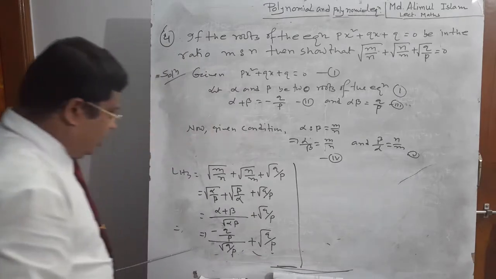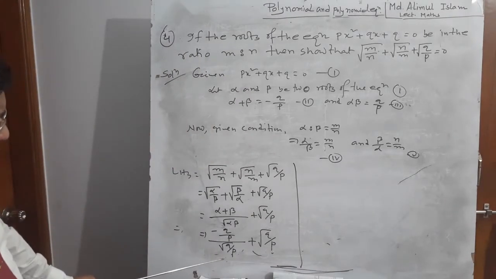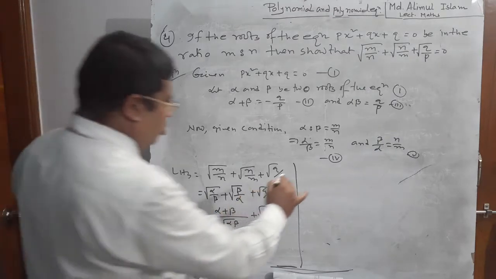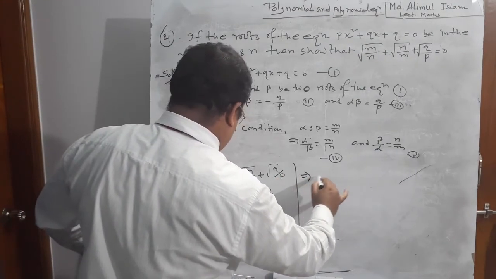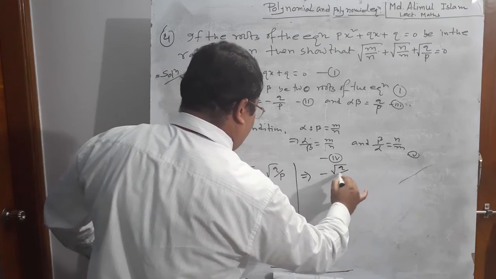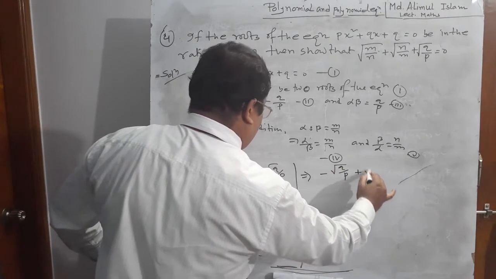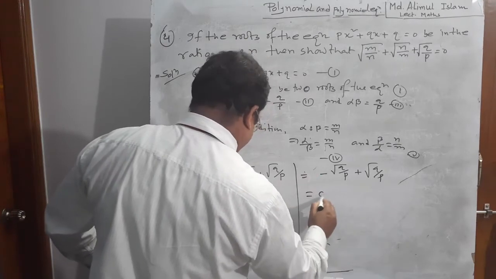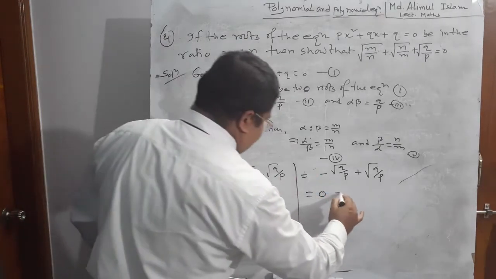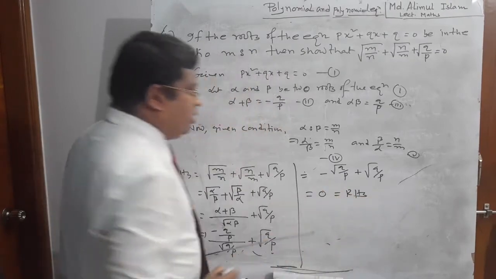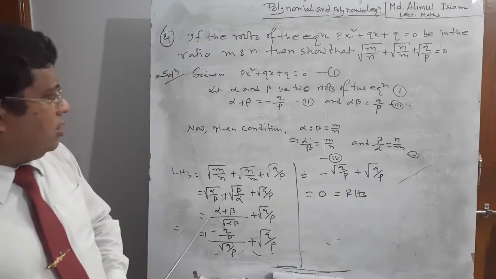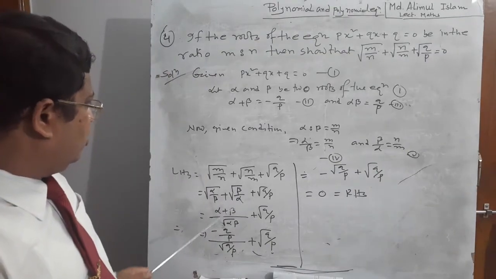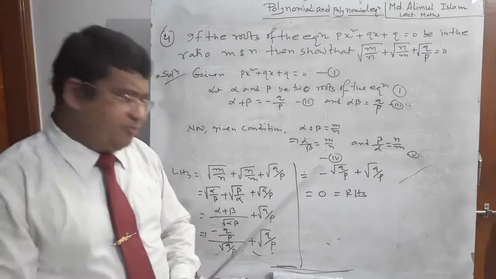Again you write, root over q by p, you cancel it between numerator and denominator, that will be left minus root over q by p plus root over q by p, then it will be 0, right hand side. Every student, are you clear properly? This relation is very easy, simple maths.